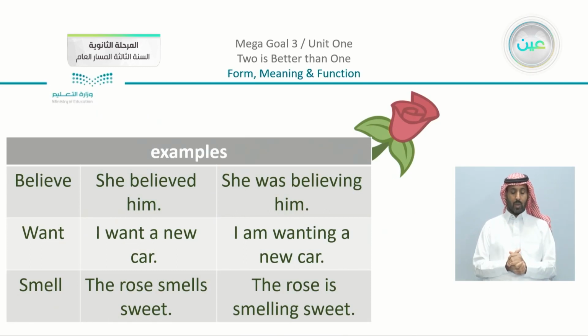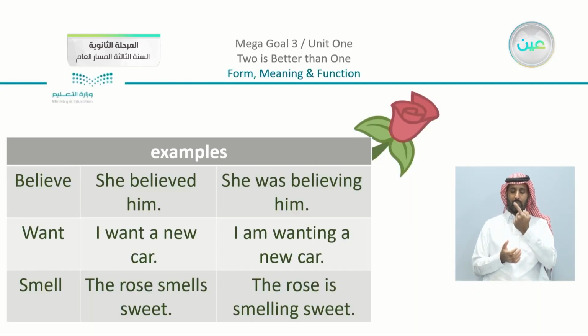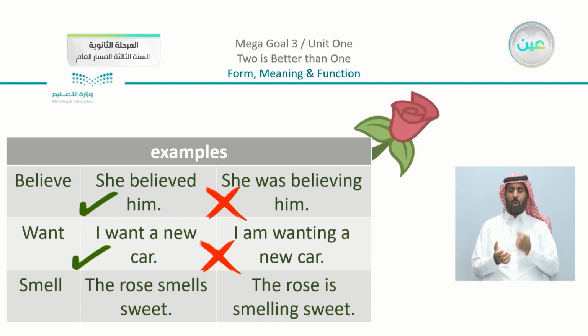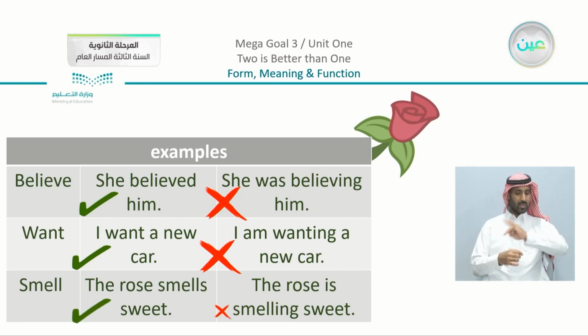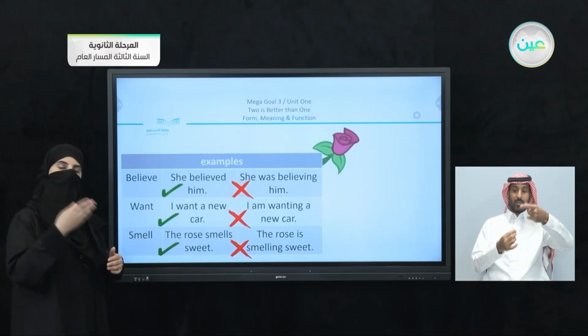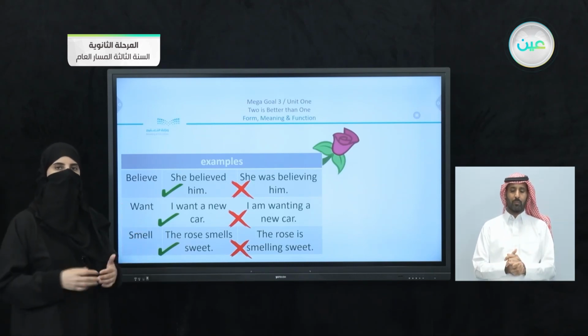I have here believe, which is something that is associated to the mind, want, and we have smell. Now, it is correct to say she believed him, but I cannot say she was believing him. I can say I want a new car, but I cannot say I am wanting a new car. I can also say the rose smells sweet, but I cannot say the rose is smelling sweet. So what did you notice? We have the two structures, the present simple and the present progressive, but one may be used, but the other is incorrect.